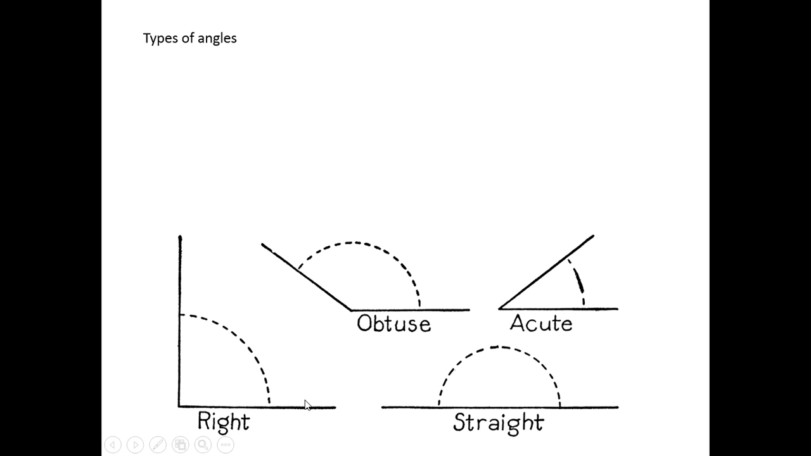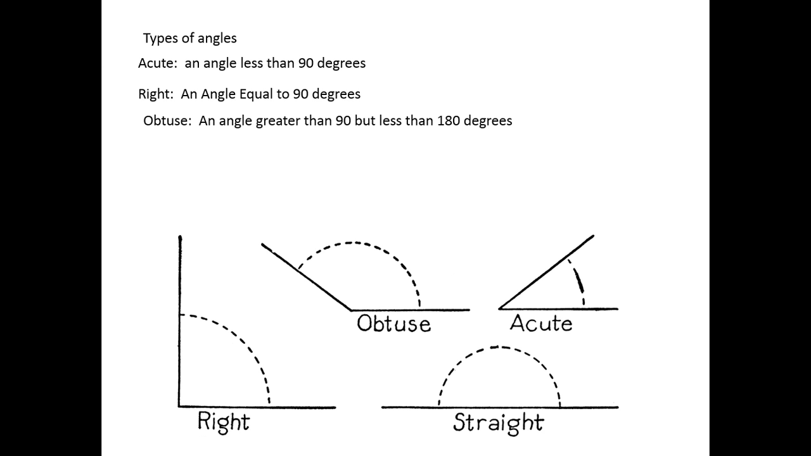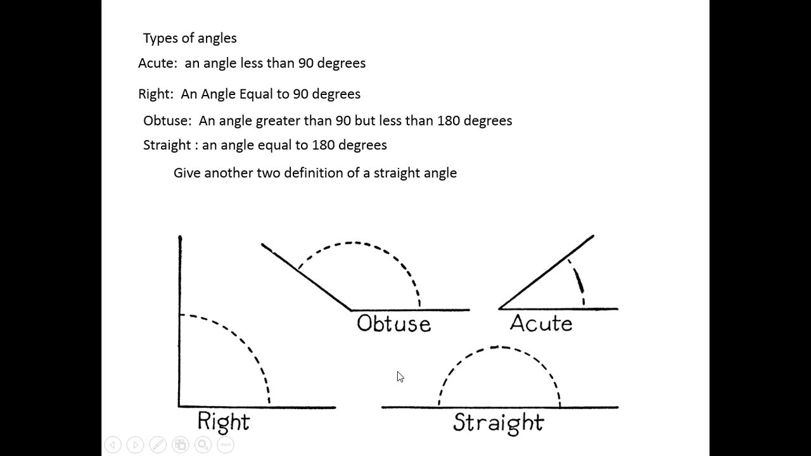Obviously, we should know the name classifications of angles, okay? Acute, less than 90; right, equaling 90; obtuse, greater than 90 but less than 180; and straight, of course, being opposite rays or a line, a 180-degree angle, okay? So another definition of a straight angle is, again, opposite rays or a line, okay?